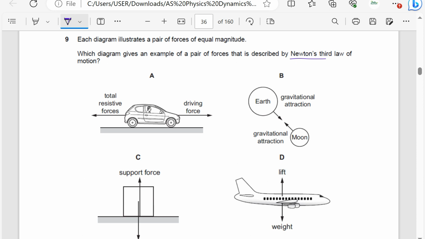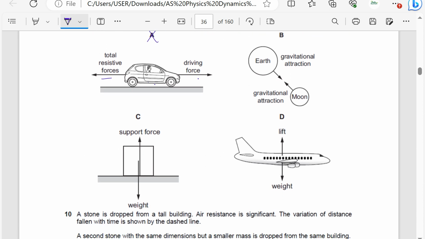Remember, the two forces must act on different bodies. So A is out because these two forces are acting on the same body. This one is also going to be out because these forces must be acting in the same plane. So they should be in the same plane or in the same line.